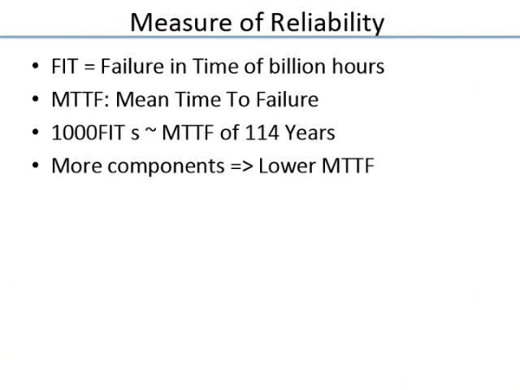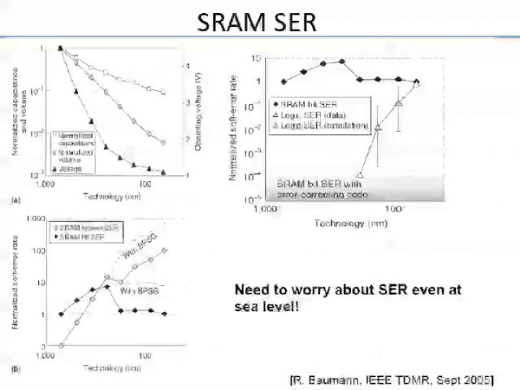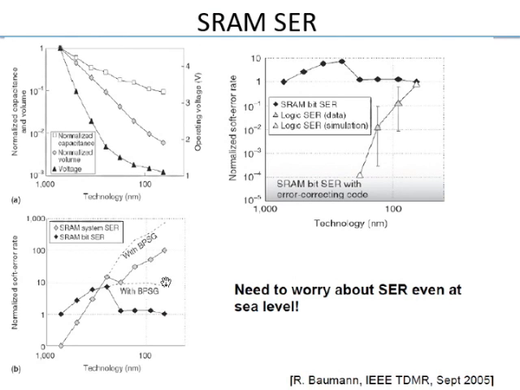The overall SRAM array will have a much lower mean time to failure. Now, why is this important? This study basically shows that as you are scaling the technology, we are going from 45 nanometer, 32, 22, 16, etc. The capacitance reduces because everything is made small, which is good for area. You can put more things, but each thing now has a much smaller area and hence can hold much lower charge.